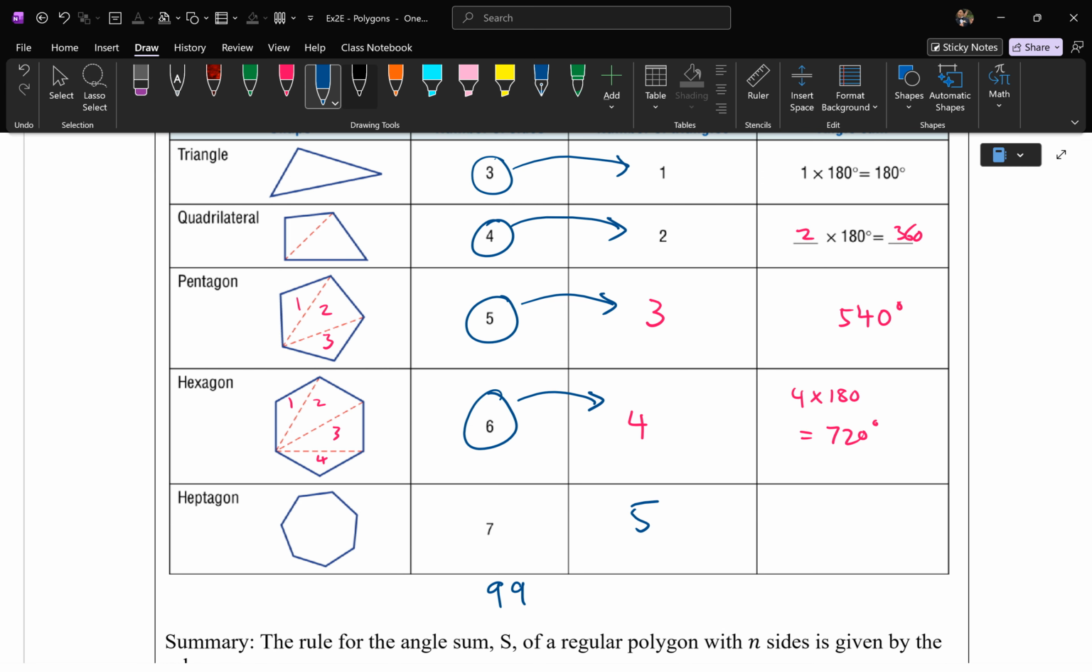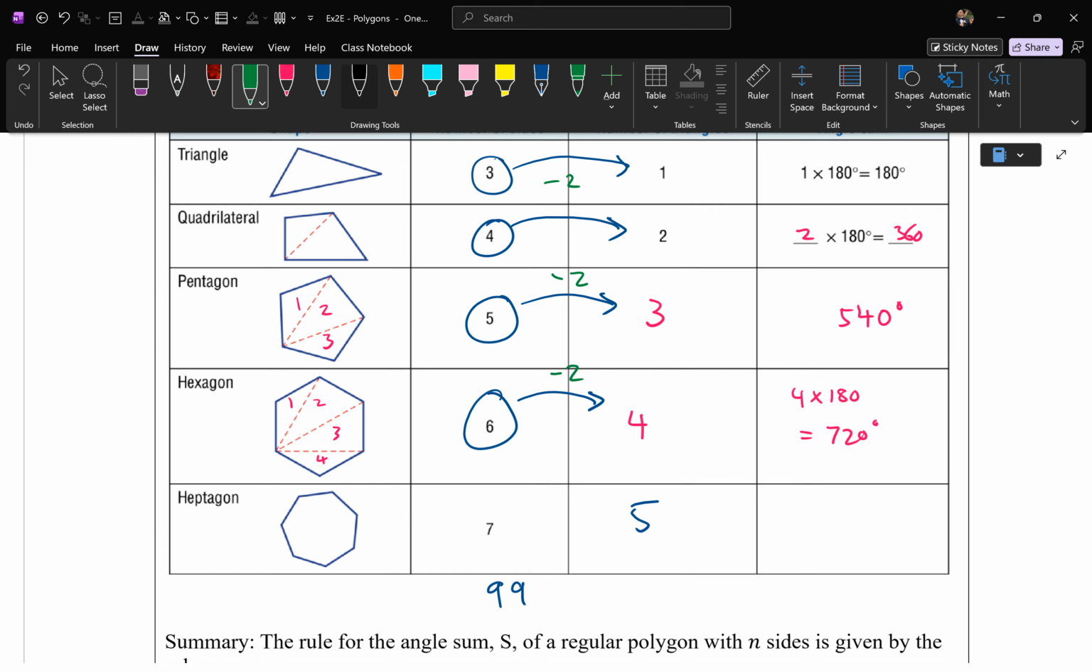3 minus 2 is 1. 4 minus 2 is 2. 5 minus 2 is 3. There's a pattern. They're all minusing by 2. The number of sides in a shape or polygon, if you subtract 2, tells you the number of triangles. So that's the pattern that they figured out.